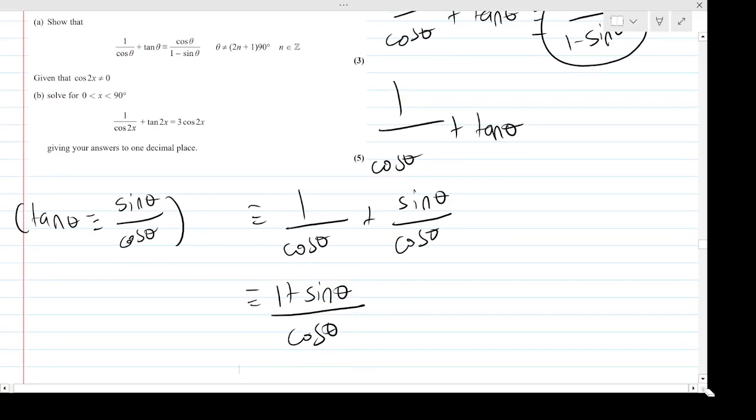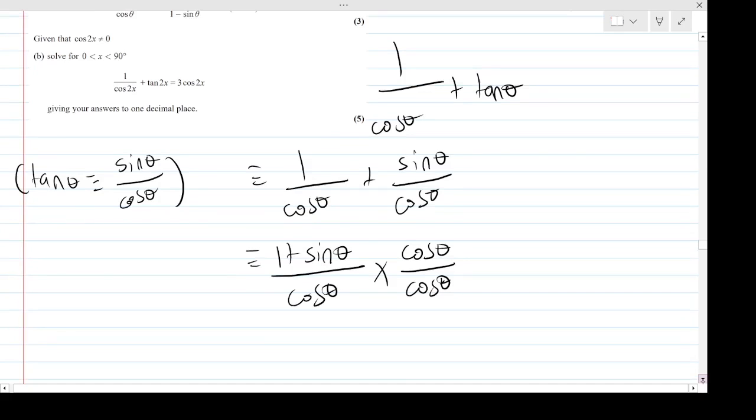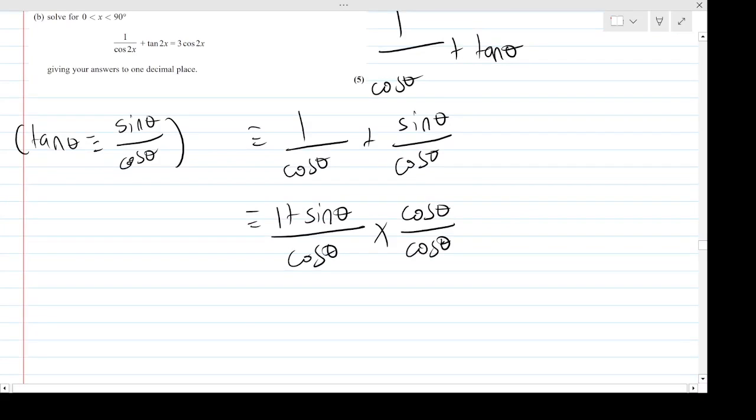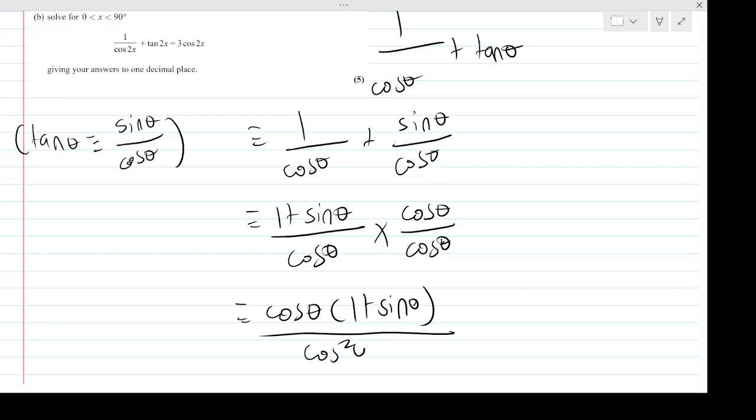I can kind of sort of force my answer then. If I know I need a cos on the top, I just times this fraction, top and bottom, by cos over cos, right? Right. So if I do that then, I get cos theta, lots of 1 plus sine theta, over cos squared. Now actually, this cos squared then reminds me of this other identity. Sine squared and cos squared is 1.